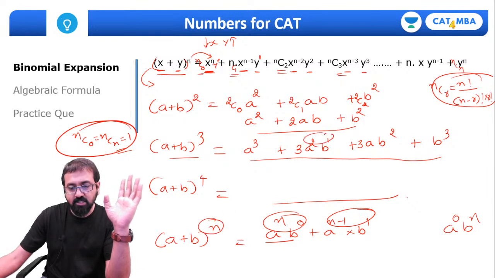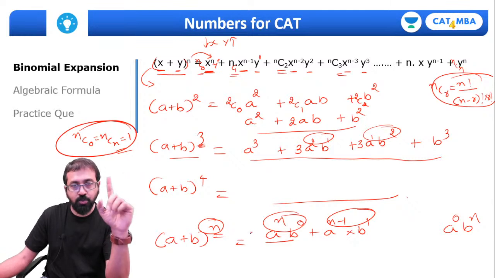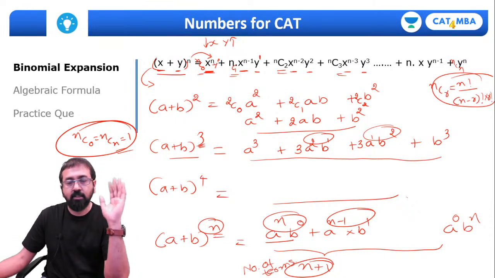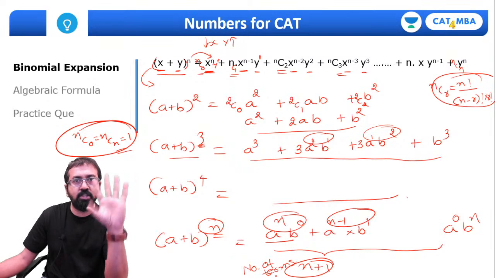See here, what is the sum of the powers of a and b? It's 3. What is the sum of the powers of a and b? It's 3. So the sum of powers of the two variables will always be equal to n. That's the first point. Second, the number of terms in this expansion will always be n plus 1. These are the number of terms. Yes guys, will you remember this point? The number of terms will be 1 more than the power n.